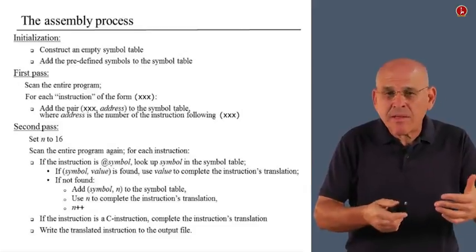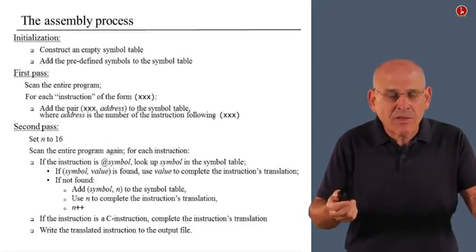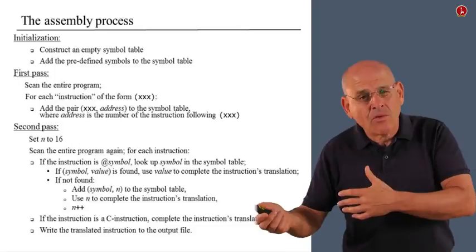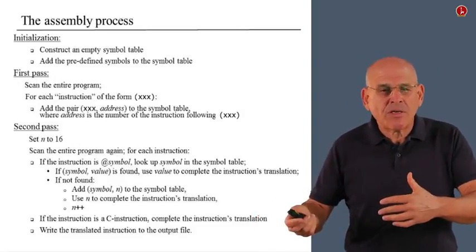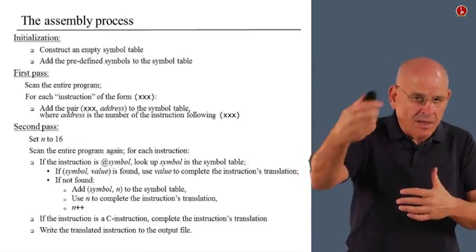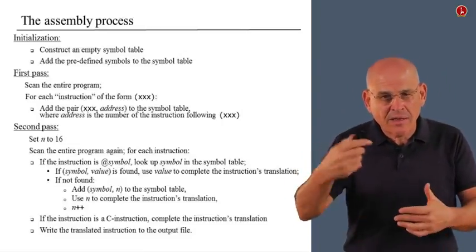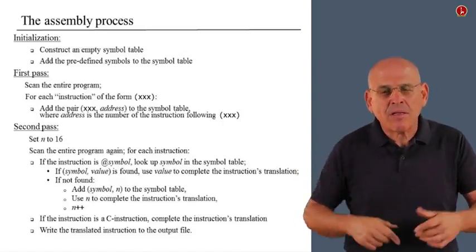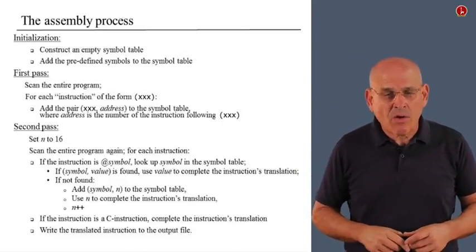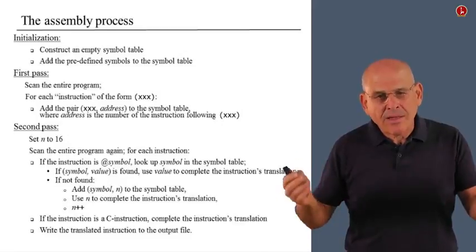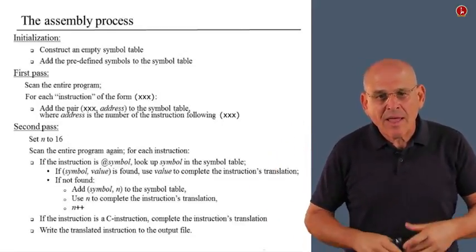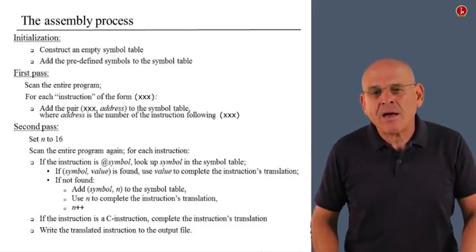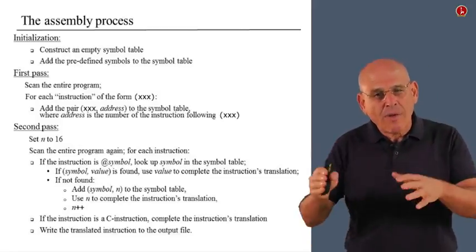And at the same time, if we have an instruction which is a C instruction, we simply translate it into binary code. And if we have another A instruction which deals with a variable that has been declared previously, we look up the table, we replace the values, and so on. We take the binary code that we generated, we write it into the output file, and that's it. We have completed translating the program from symbolic to binary.